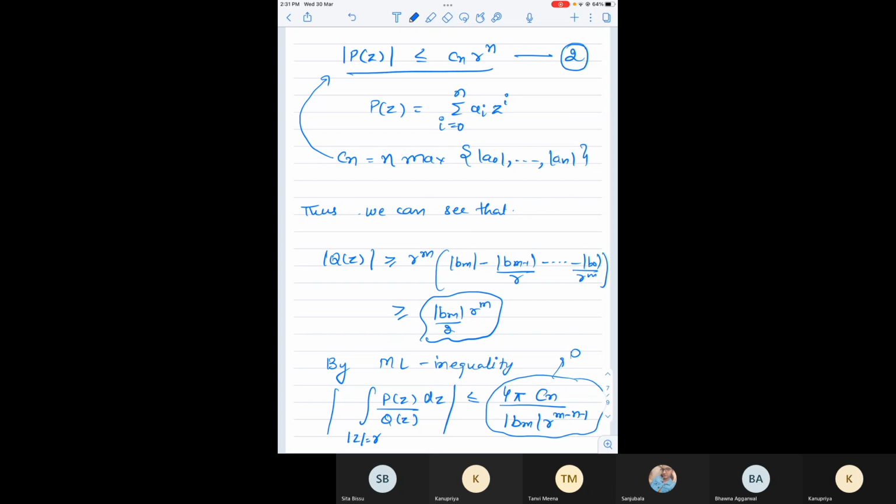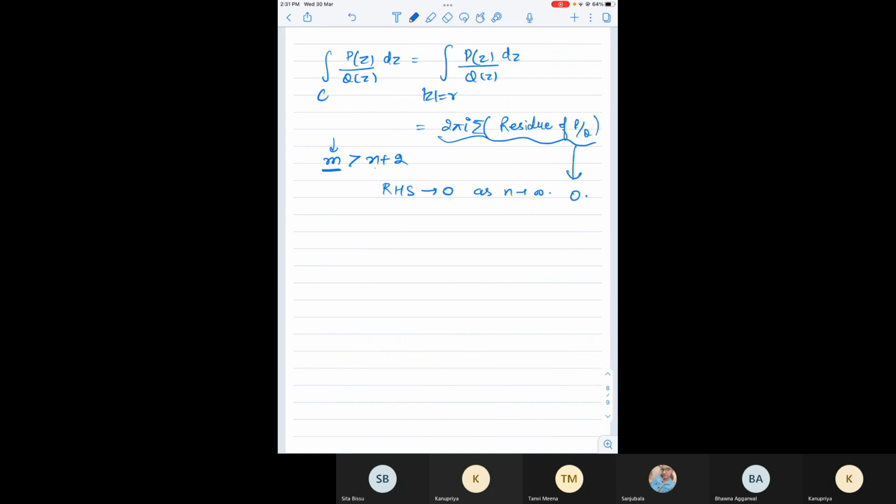Okay. Now we are applying the residue theorem. From the residue theorem, we get that these two integrals are equal to the summation of these residues, which will tend to 0 as n tends to infinity. Fine.